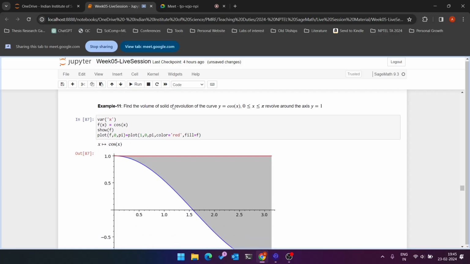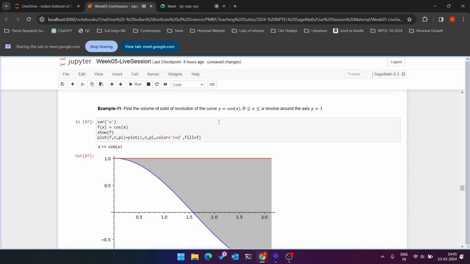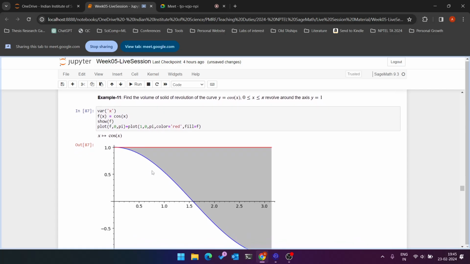This is a better way to show that. So we have been asked to find the volume of solid of revolution for this particular shaded area, which is bounded between y equals cos of x and y equals 1.